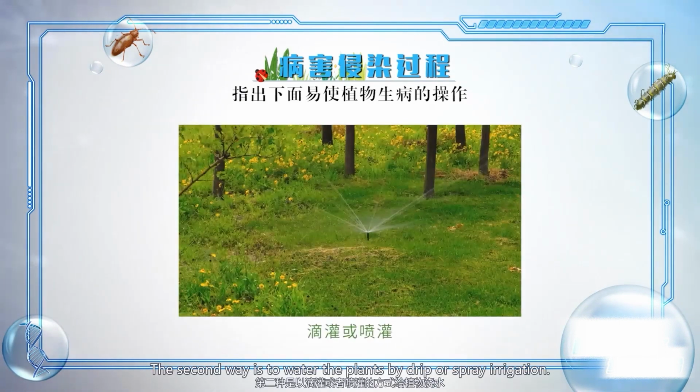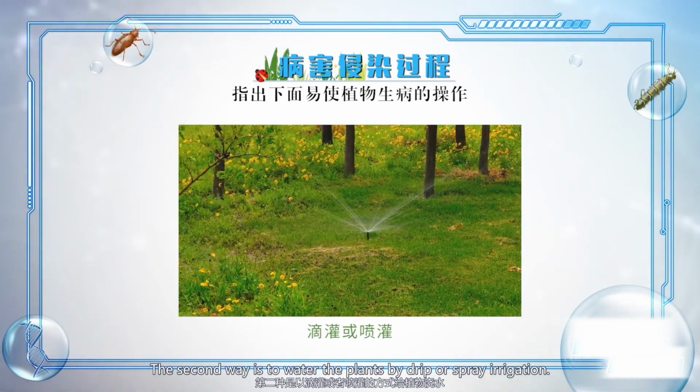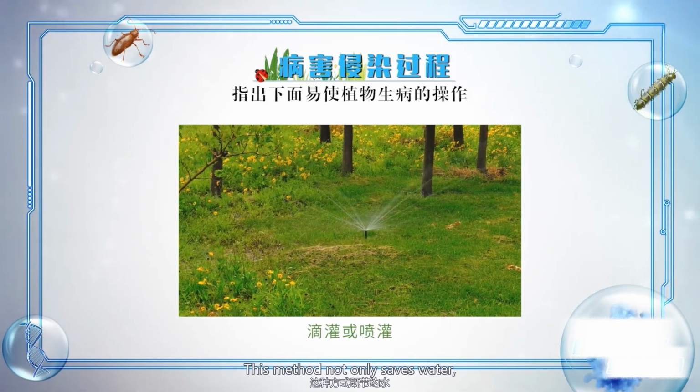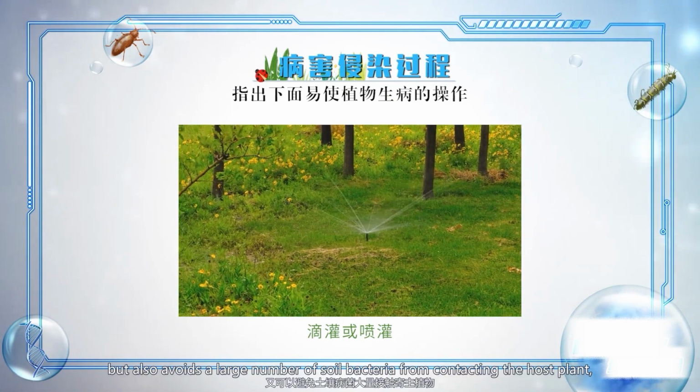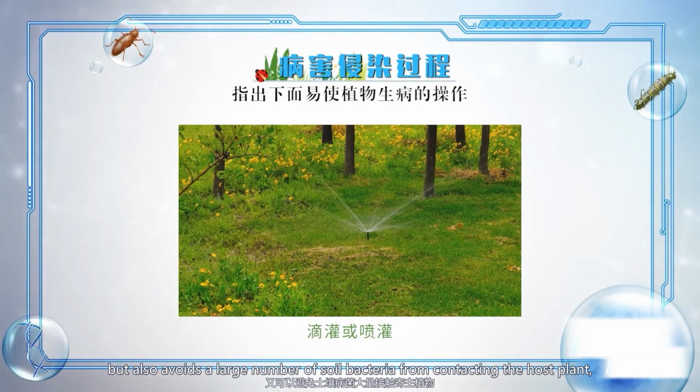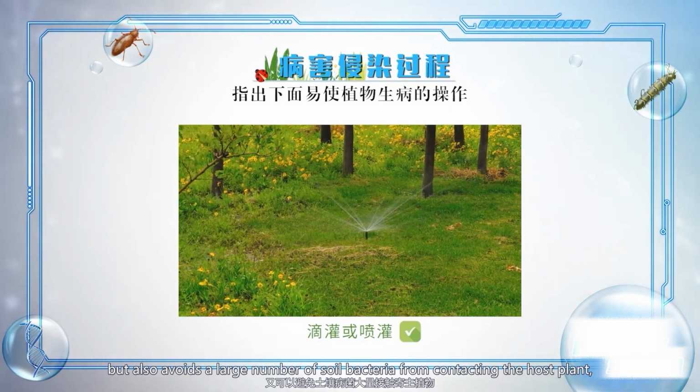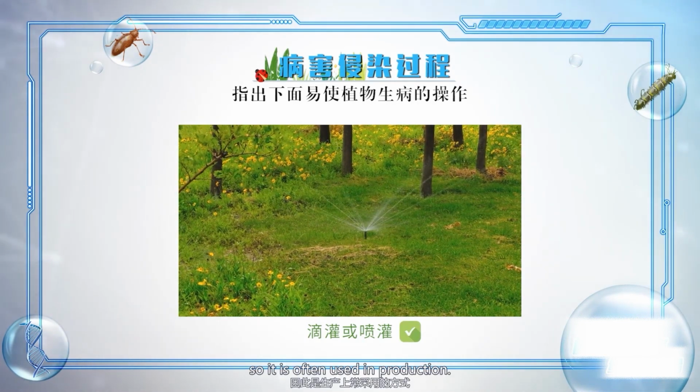The second way is to water the plants by drip or spray irrigation. This method not only saves water, but also avoids a large number of soil bacteria from contacting the host plant. So it is often used in production.